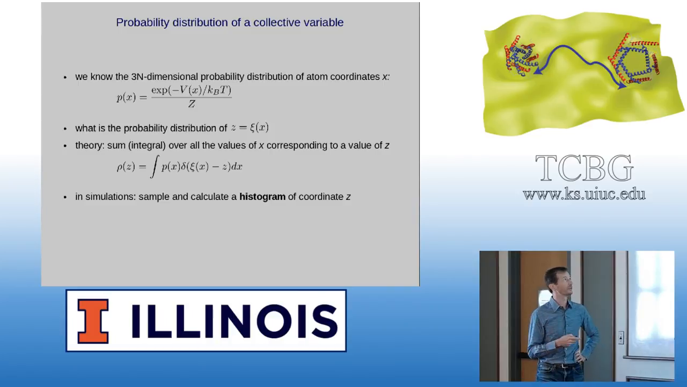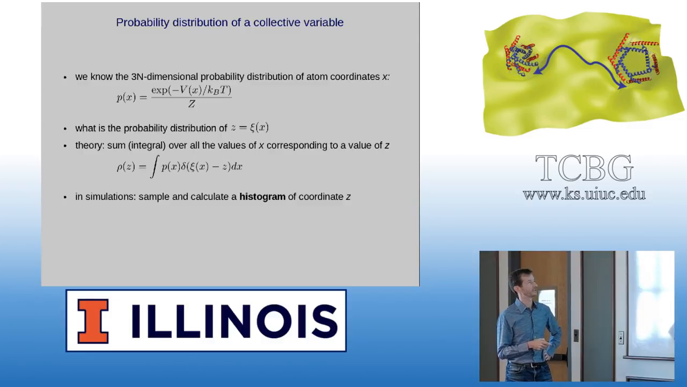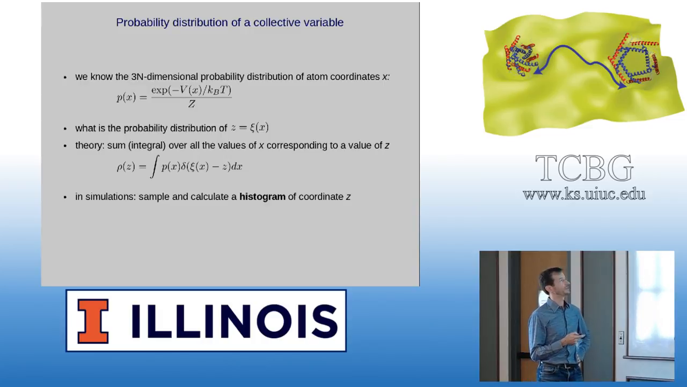Now, you can look at the probability distribution of such a collective variable, so mathematically that would be the marginal distribution. We have a high dimensional system, and so we have this high dimensional probability distribution of all the Cartesian coordinates. And if we have this coordinate, so psi of x would be the generic name of the function, and z is the name I give to the collective variable that is equal to psi of x. So the probability of a certain value z is the sum of p of x over all the values that correspond to a certain value of z.